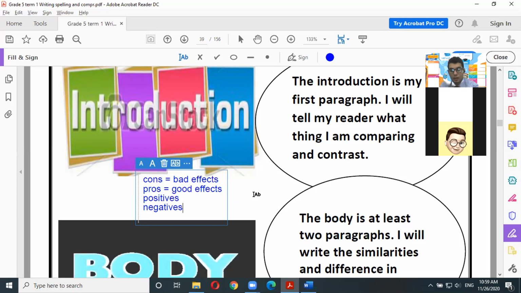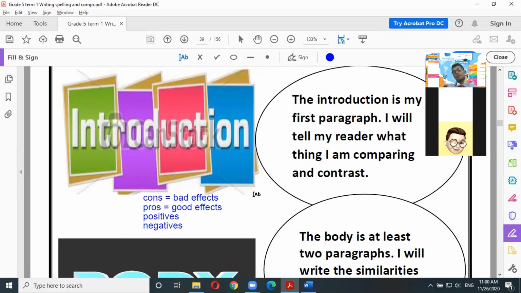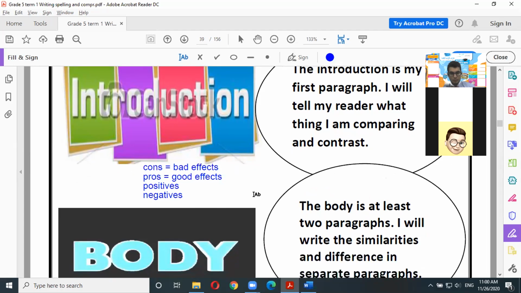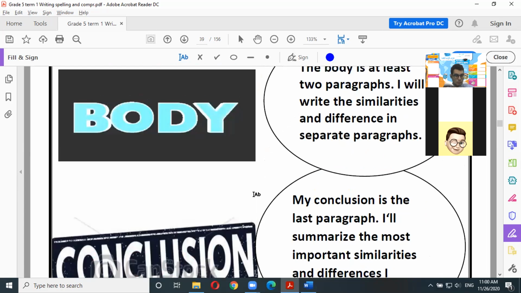Okay. And in the body, what are we going to write, Ahmed? In the body I have two paragraphs. One for the comparison, and the second is for the contrast. Very good. Very, very good. In the contrast, there are cons and pros.